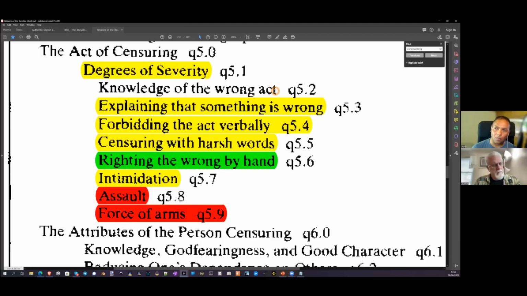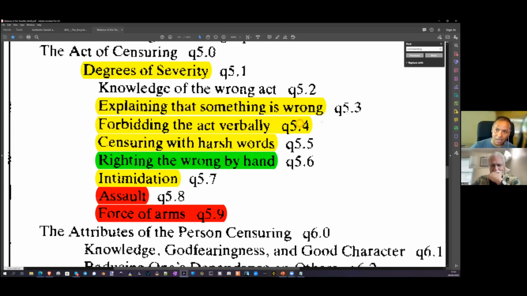Now, once you have knowledge of the wrong act, right, of course, you'll see certain sections that say that Muslims are not to trifle themselves with the technical details of scholastic theology. That's the kalam. This is beyond their purview. However, understanding the law as it applies to them, that is something they should know. Then they have to know what it is. Then they must explain what is wrong.